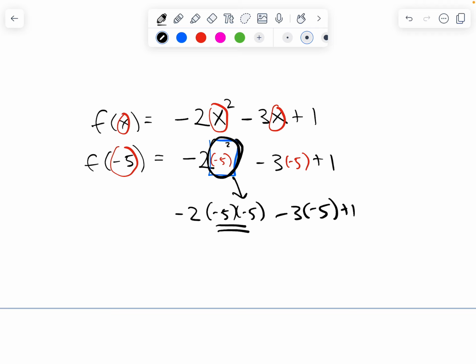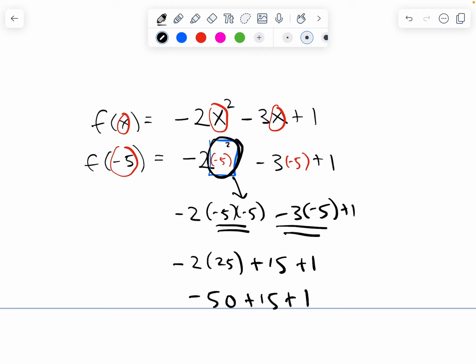All right, now negative 5 times negative 5, that's going to give me 25. And then that's going to give me plus 15 plus 1. That's going to give me negative 50 plus 15 plus 1. And that's going to give me negative 35 plus 1. And that's going to give me negative 34.